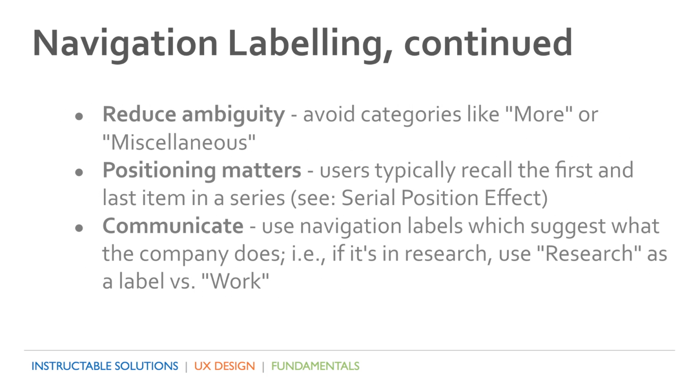When approaching navigation labeling, it's also important to reduce ambiguity. Avoid category labels that don't really insinuate anything, like more or miscellaneous. That's never a good practice. You should go back to the drawing board if you end up with more or miscellaneous on your list of elements.